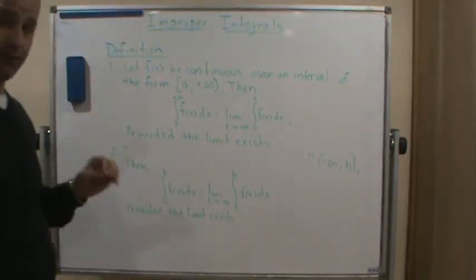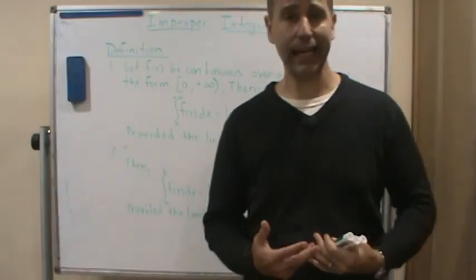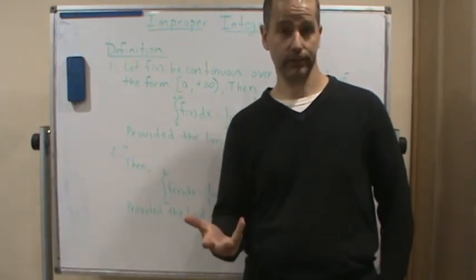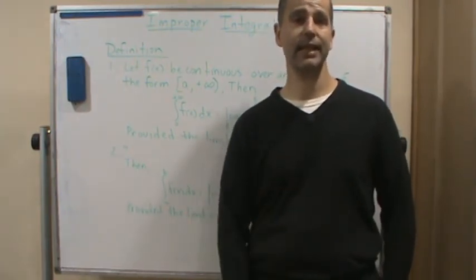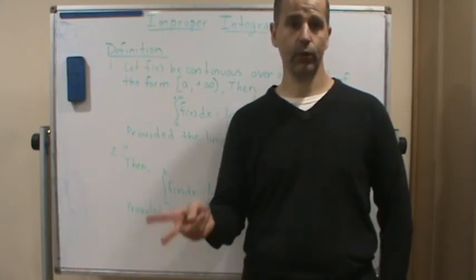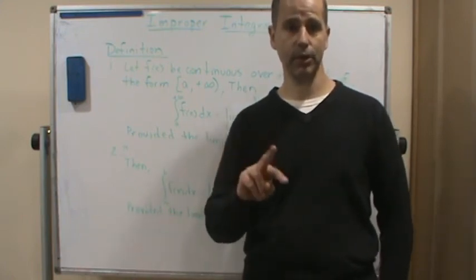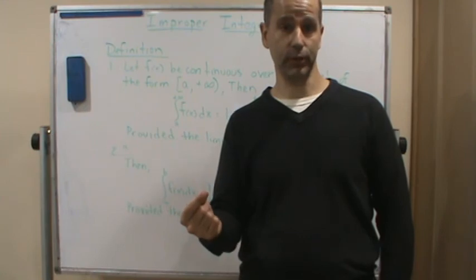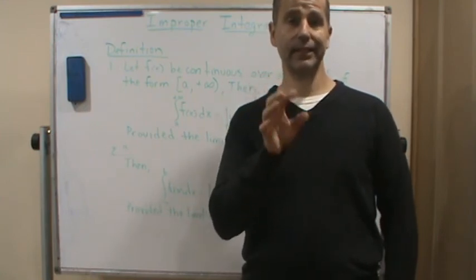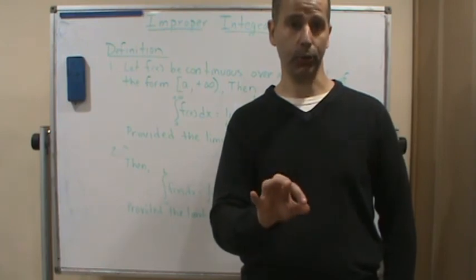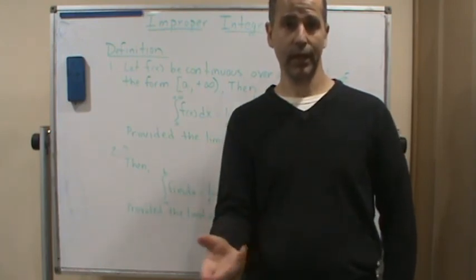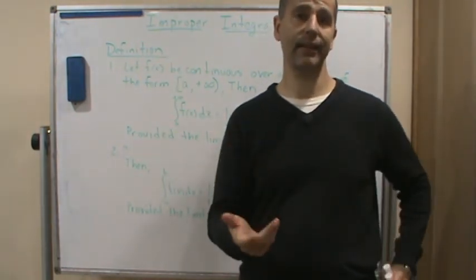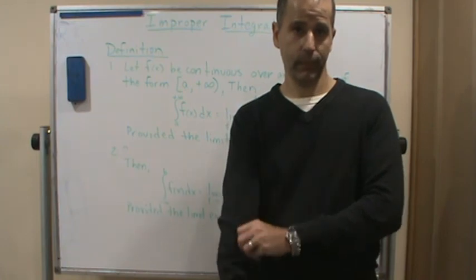Now, if the limit exists, what we say is that the integral converges. If the limit doesn't exist, then we say that it diverges. So we're going to talk about convergent and divergent integrals, and we're going to say whether one converges or diverges. Again, if the limit approaches a specific value, then we say that it converges. If it doesn't approach a specific value, if it goes off to positive or negative infinity, then we would say that it diverges.